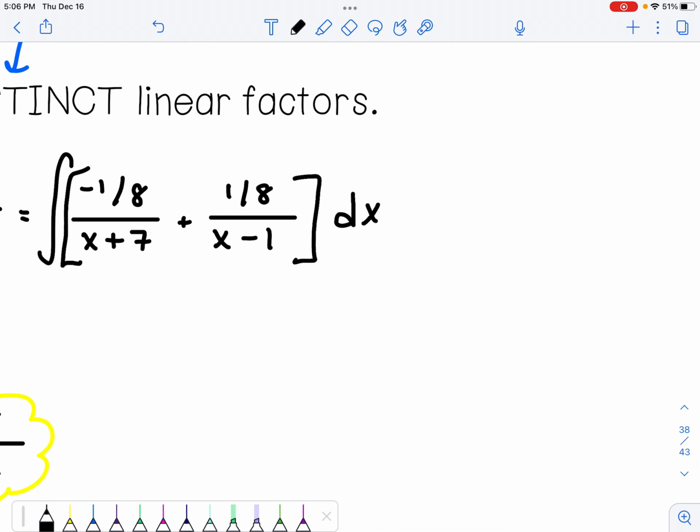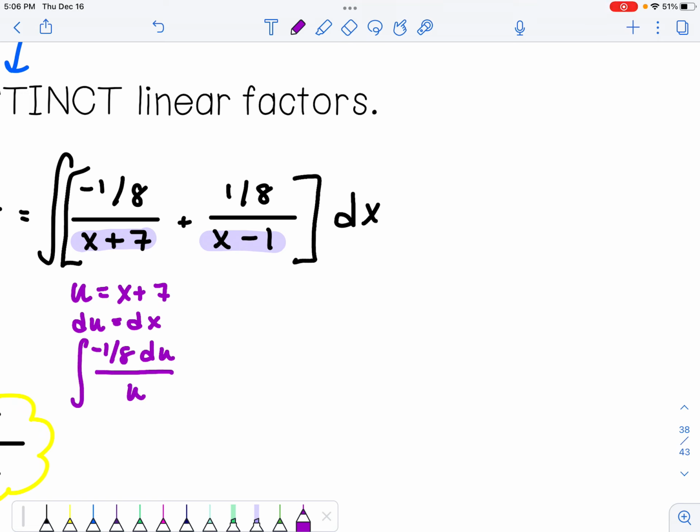Now these are technically u substitution problems, so you should technically split them up. But we're going to be smart about this. We have linear terms in the bottom, and they have a coefficient of 1 in front of the x. For instance, just to do this real quick, if I made u equal to x plus 7, my du would just be dx. So I would end up with negative 1 over 8 du over u inside of this integral. That's going to end up being the natural log. So it's going to be negative 1/8 times the natural log of the bottom.